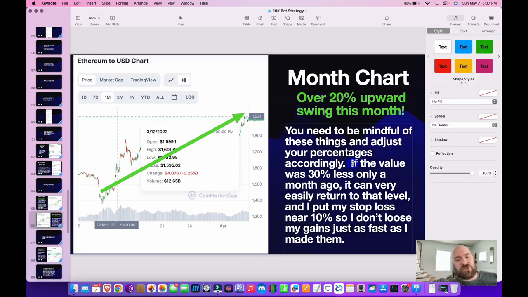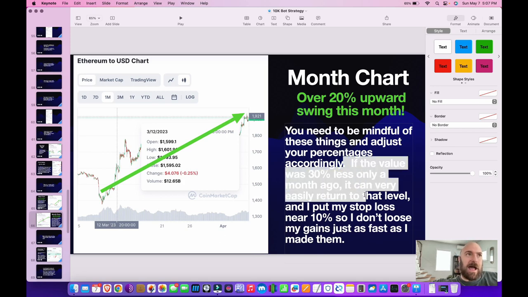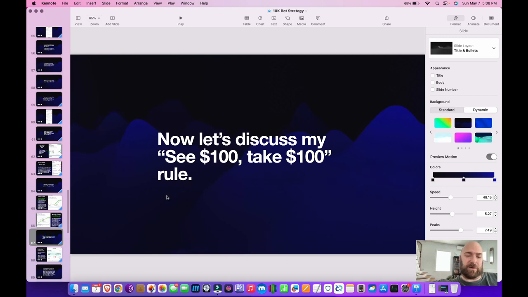If the value was 30% less only a month ago, I make sure to put in a stop loss if I'm just going to let my bot keep running. Because if I don't, I could end up losing my gains just as fast as I made them. If it can fluctuate by going up 30% in a month, it can equally go down 30% in the following month. So let's discuss an aspect of my trading strategy that is very important.